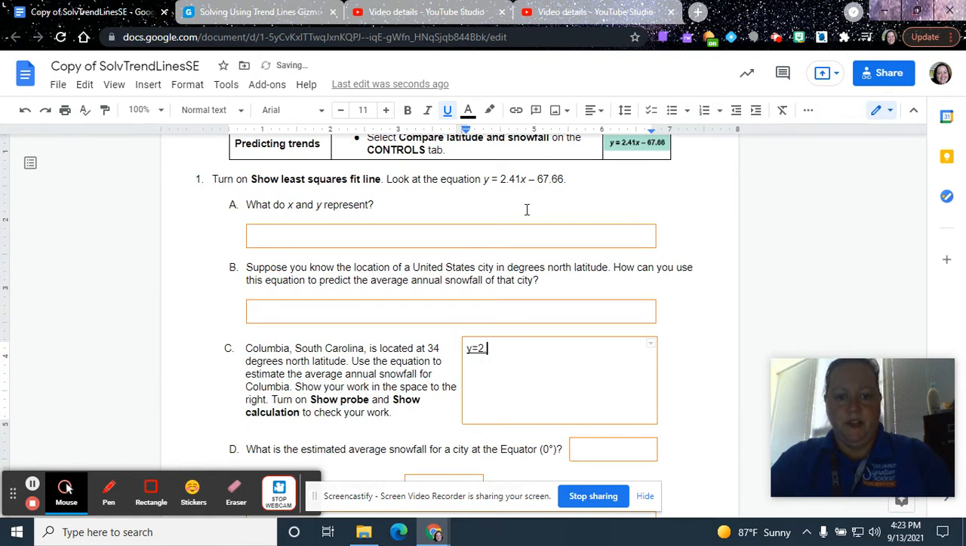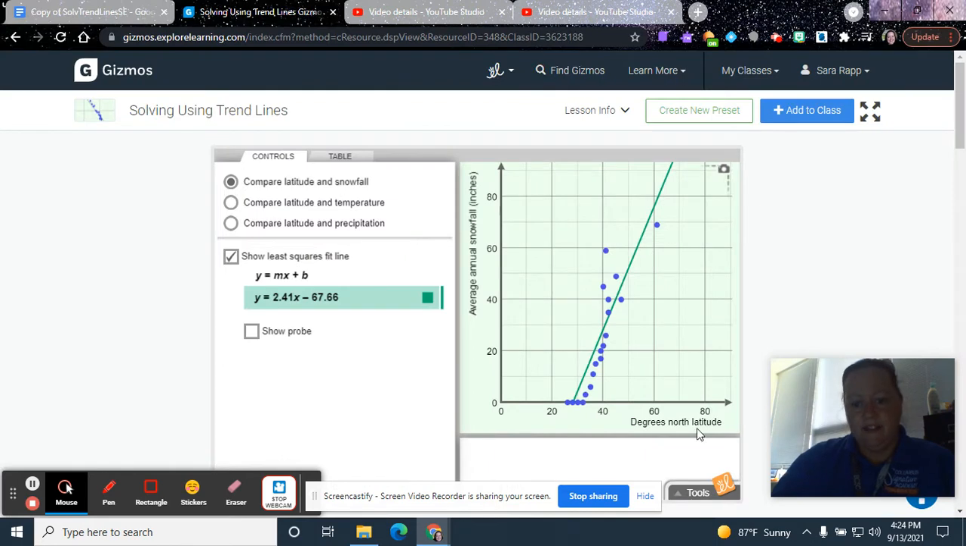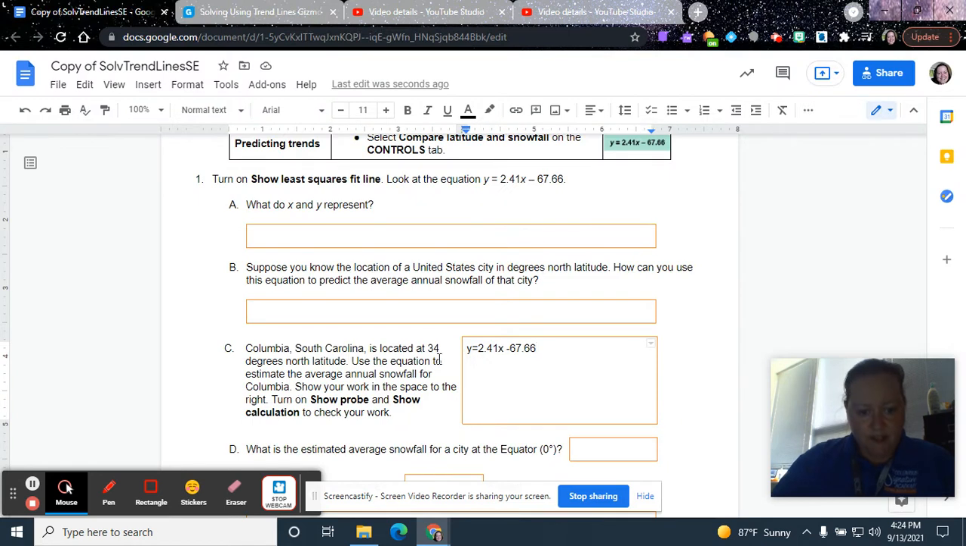So if the equation is y equals 2.41x minus 67.66, you have to think about, did they tell you the X or the Y when they told you that it's at 34 degrees north latitude? So you have to come back up here to what your X and Y represented. X is the horizontal, so it is the degrees north. So when they tell us that Columbia is at 34, that means we are going to plug in 34 for X.